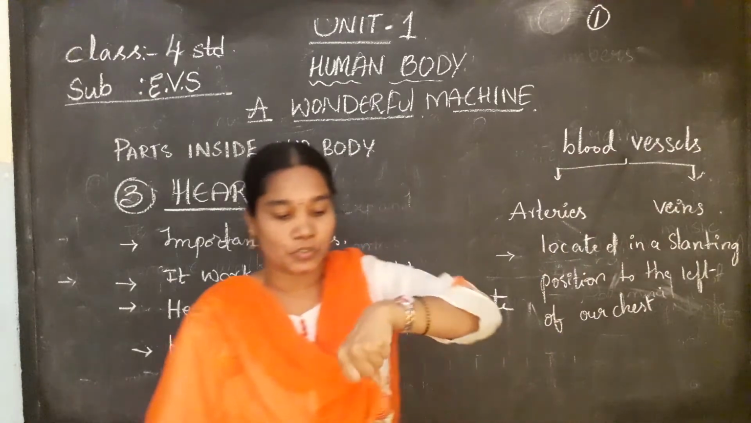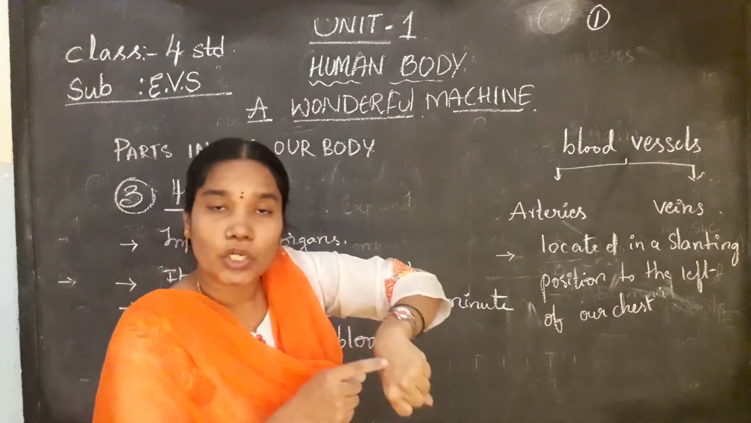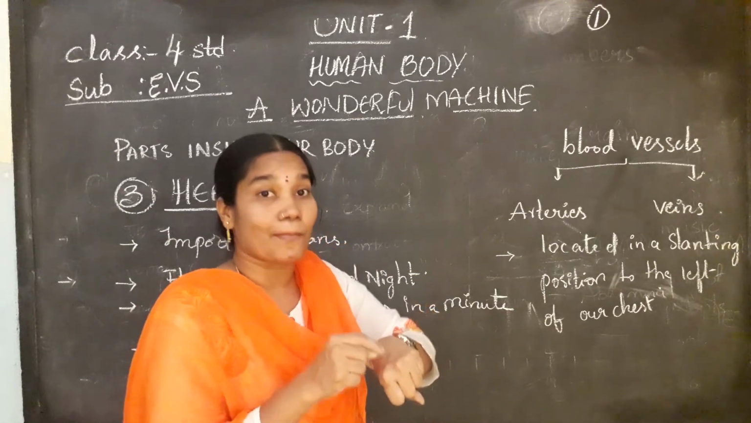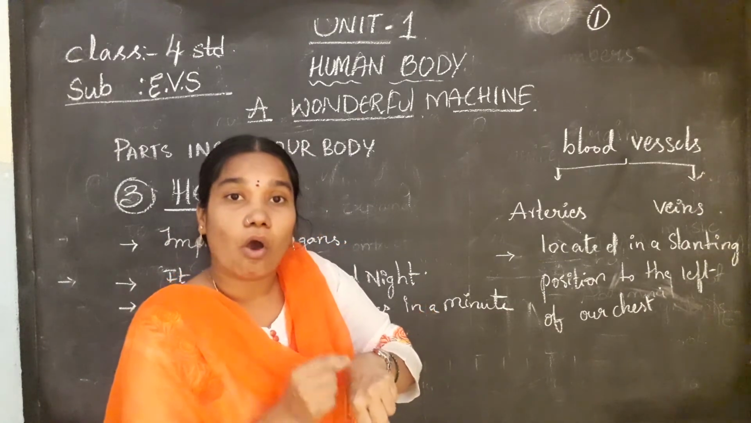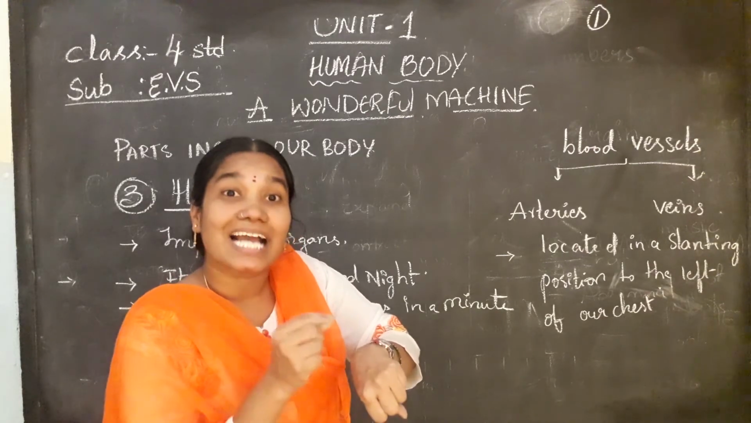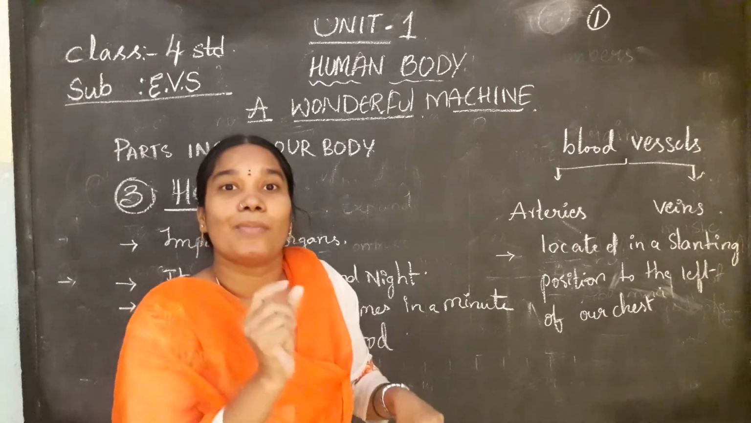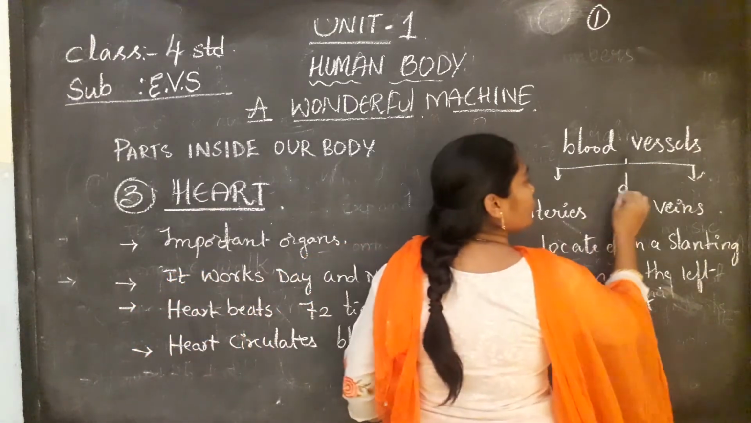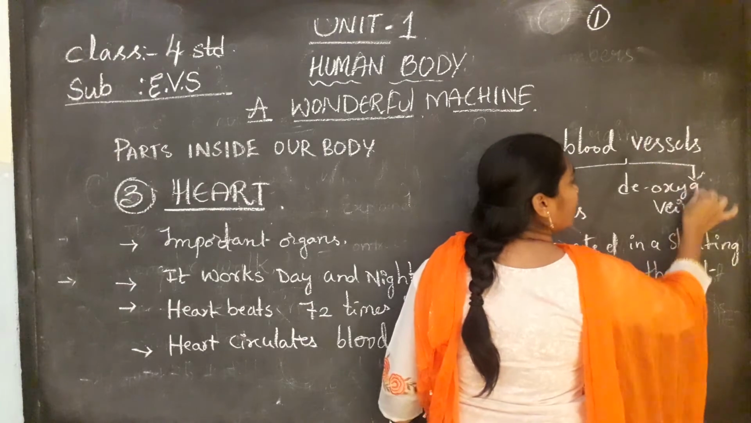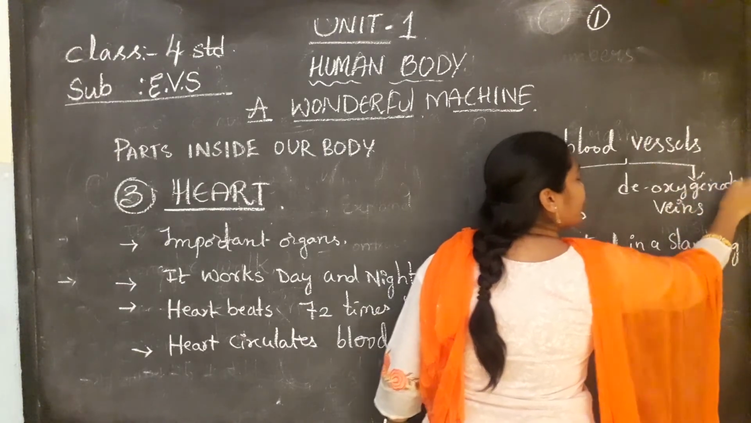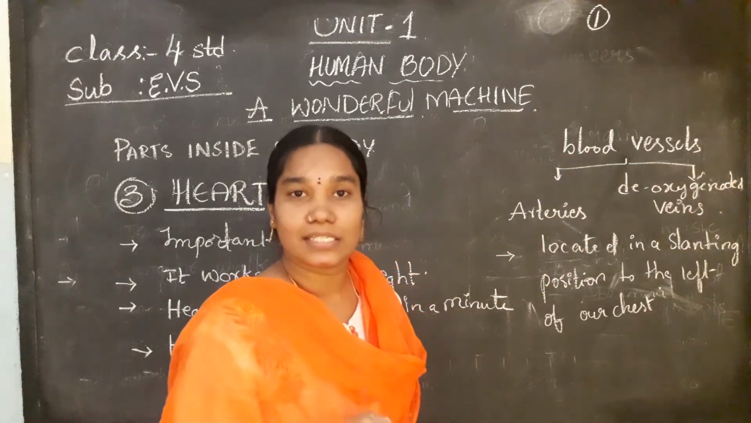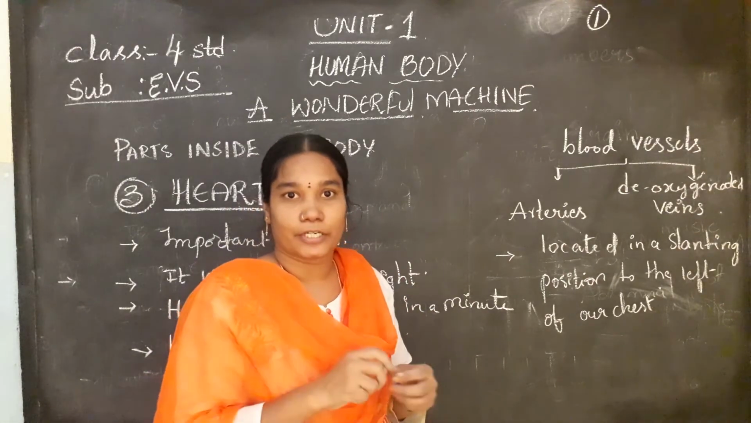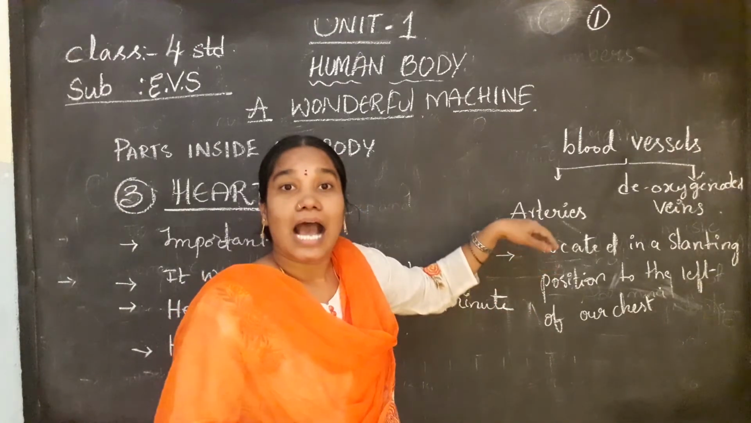I already showed you below the skin, whatever you see, these are known as veins. Veins carry blood which does not contain oxygen. That blood is called deoxygenated blood, meaning the blood does not contain oxygen. That blood will be supplied to the heart. And next, arteries.